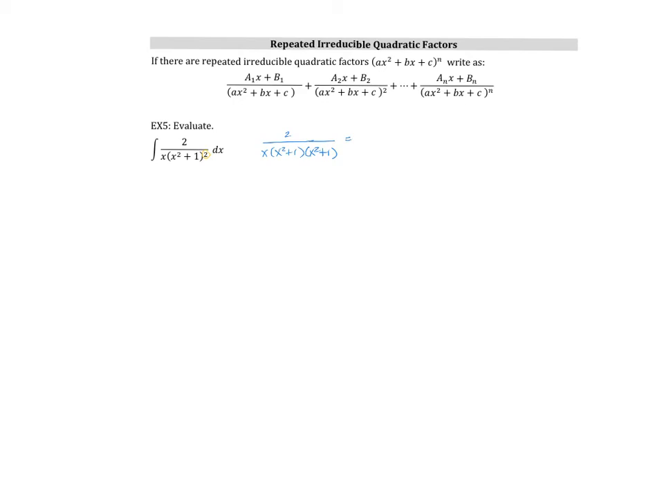So our linear factor x will be A over x, plus our first quadratic factor is going to be Bx plus C over x squared plus 1, plus now we have our second quadratic factor x squared plus 1, so we need that square there, and I'm going to call this Dx plus E.